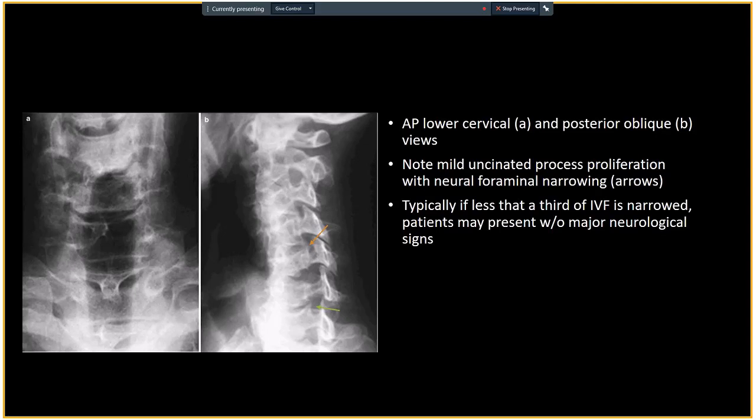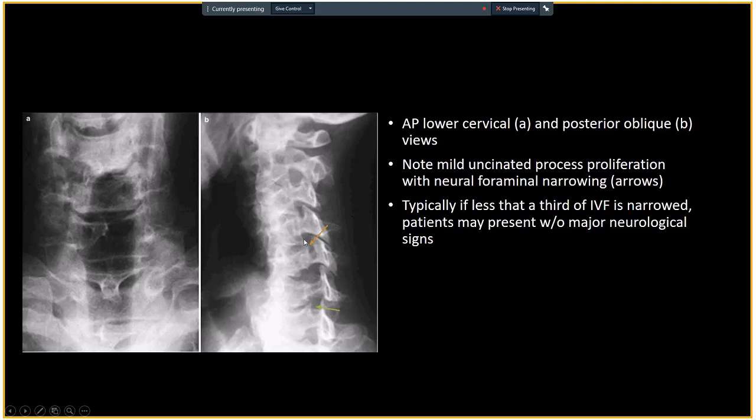So oblique views are very helpful sometimes to demonstrate the degree of narrowing of the intervertebral foramina. In this case, you can see narrowing occurs both from posterior body osteophytes and also uncinate process proliferation. So that narrowing can be correlated clinically with the degree of potential radiculopathy, because for the nerve root, if you reduce the size of that foramen by more than a third, more than 30%, patients may potentially start developing symptoms.